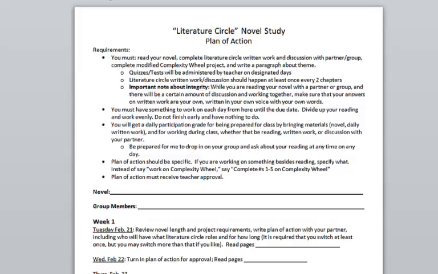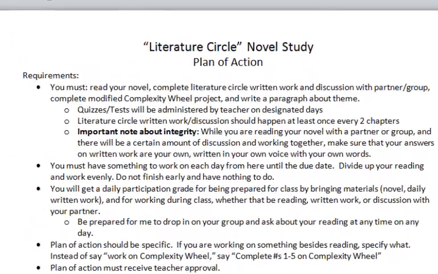So I wanted to walk you through all of these requirements and what the expectations are, just to make sure we are completely clear on what you will be doing the next several weeks of class. So if you look at the requirements, it says that you must read your novel, complete literature circle written work and discussion with your partner or group, complete modified complexity wheel project, and write a paragraph about theme. Okay, so let me go over what all of that means first.